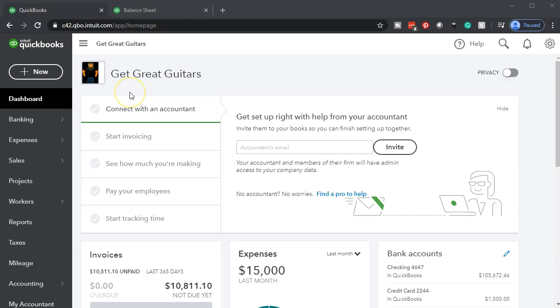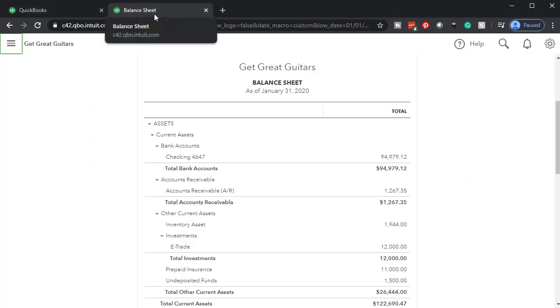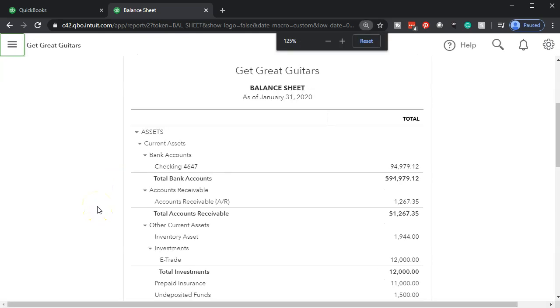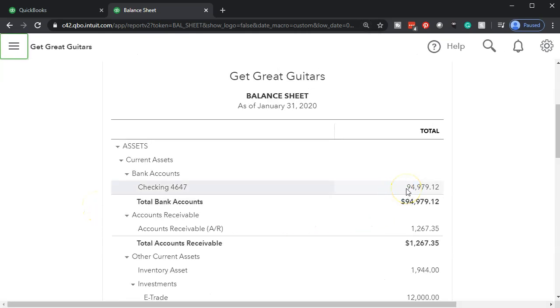Here we are in our Get Great Guitars file. Also note that I still have the balance sheet open over here, so if you want, you can open the report to the balance sheet and then duplicate the tab as we've done in the past. And here is our balance sheet. Our goal here, once again, is to be reconciling the checking account here with what's in the bank statement.